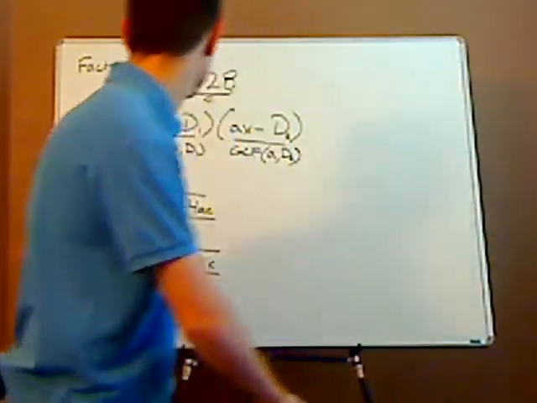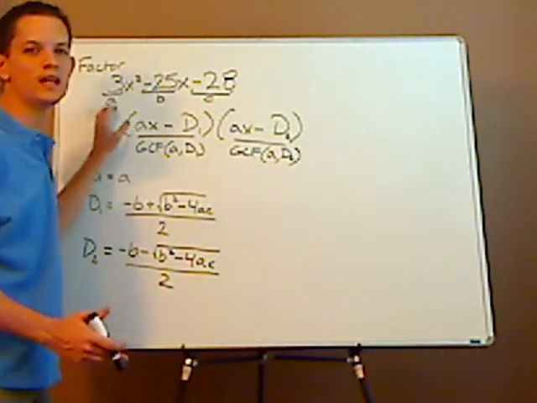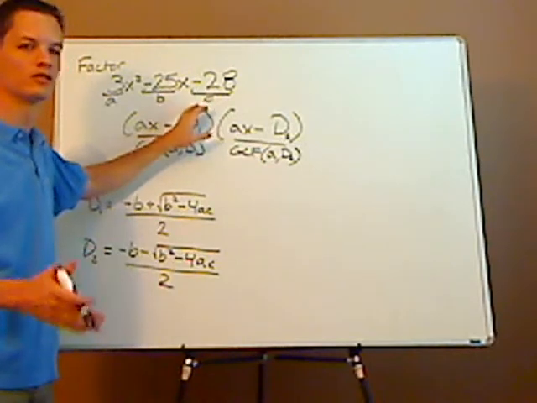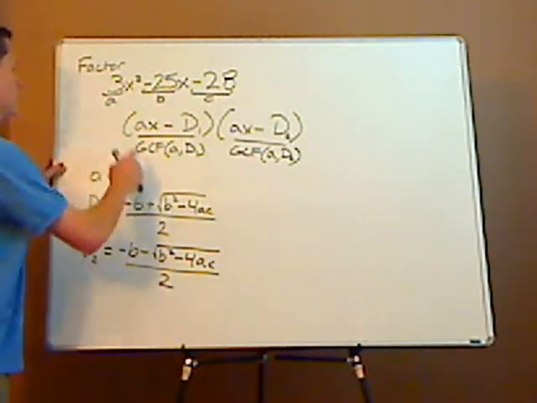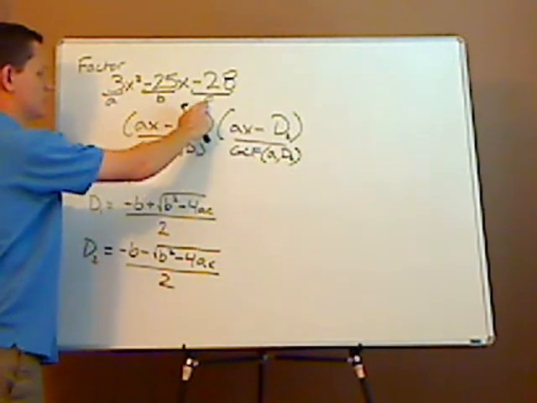Now, let me read it to you. This is the problem, and you're told to factor. This is 3x squared minus 25x minus 28. Now, you need to know what your A is, your B is, and your C is.